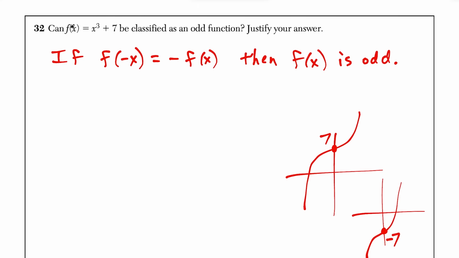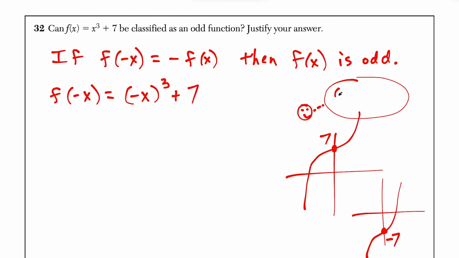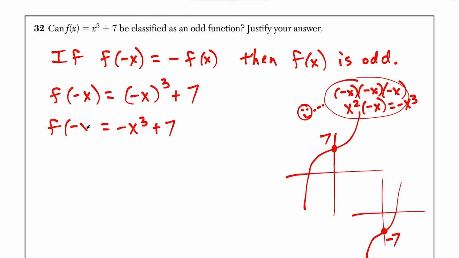If I go this route though, then I have to find f of negative x, and I do that by replacing the x with negative x in place here. So I'm going to put a minus x here. And now the math that I'm doing in my head to simplify this, when I look at this, negative x to the third is the same thing as negative x times negative x times negative x. And when I do negative x times negative x, I get x squared. And when I multiply by negative x again, now I get negative x to the third because I get a positive times a negative. So this would simplify to negative x to the third and then plus 7. So this is f of negative x.